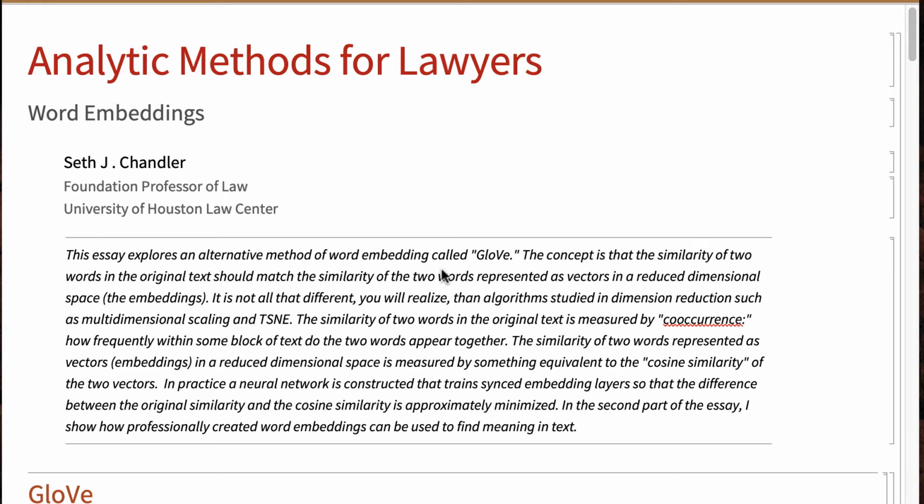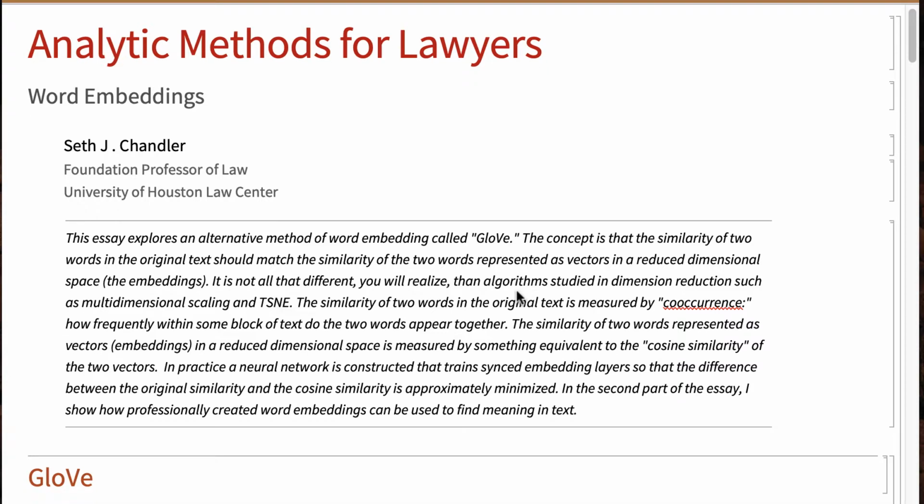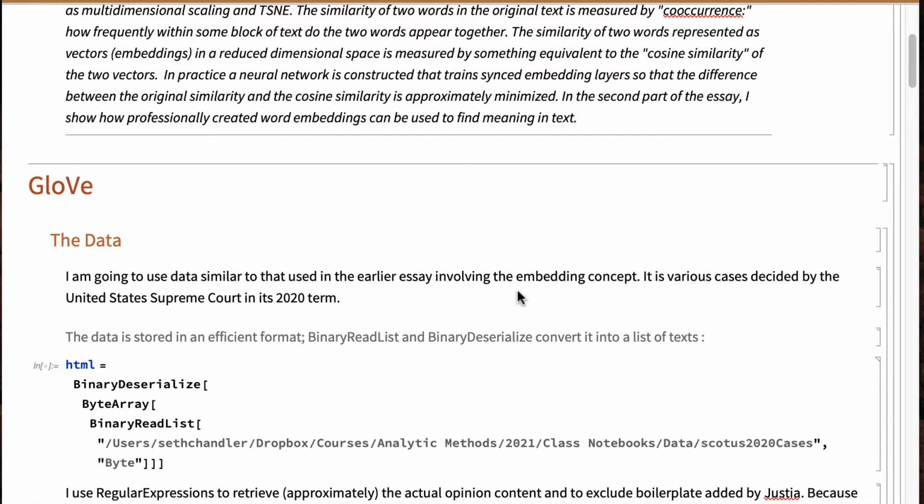Now in practice, a neural network is constructed that trains embedding layers so that the difference between the original similarity and the cosine similarity is minimized insofar as it's possible. In the second part of this video, I'm going to show you how professionally created word embeddings can be used to find meaning in text. So, let's start with a look at GloVe.